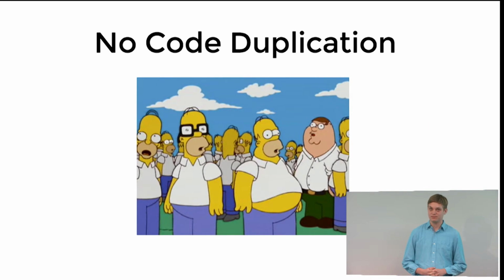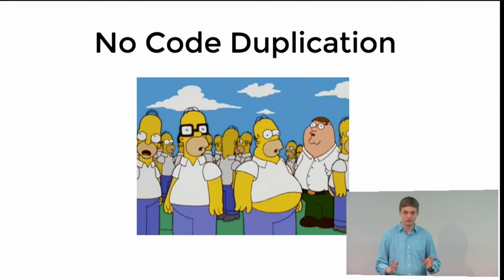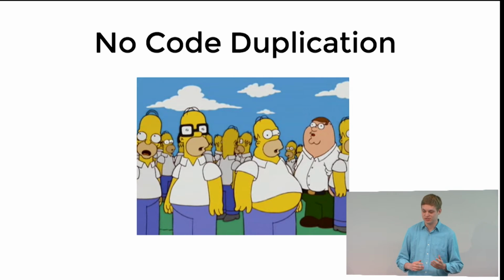Also, no more code duplication. I chose this picture of Homer Simpson. They're all clones of Homer Simpson, but they're actually not exactly the same. This also happens when you have duplicate code across your server and your client. It's kind of the same, and it's supposed to act the same, but it's not completely the same. So why don't we just have one code base? No more duplication. We just maintain one JavaScript code base.